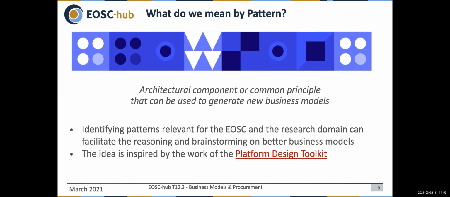They use the concept of pattern, which you can see as a kind of design principle that you use when you think about business models. So if you need to create a new business model, you say, okay, what are these design principles I want this business model to include or to address? There are a few of them that we have identified in doing our work.